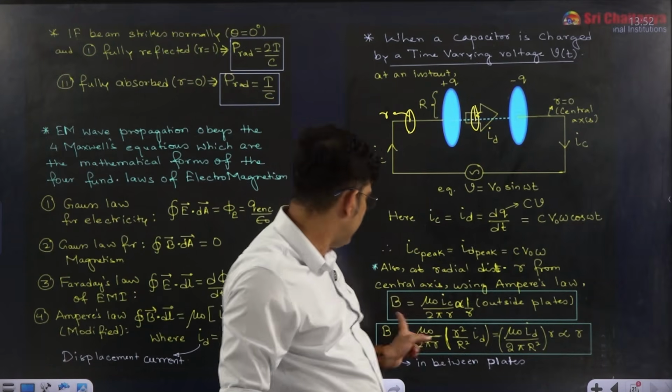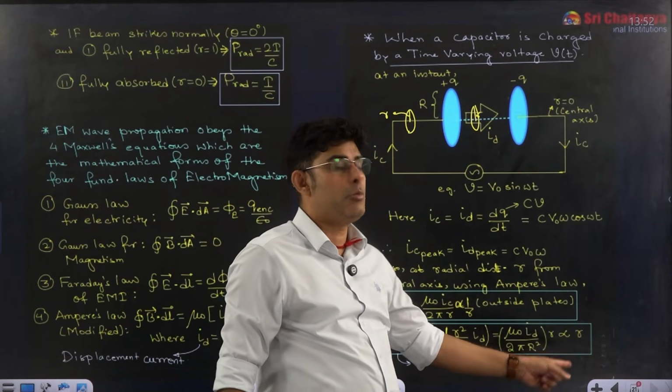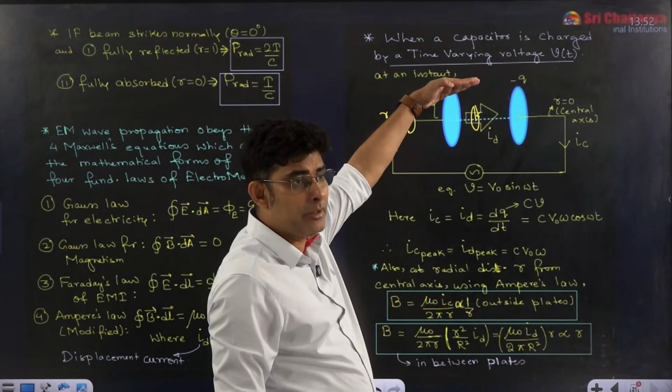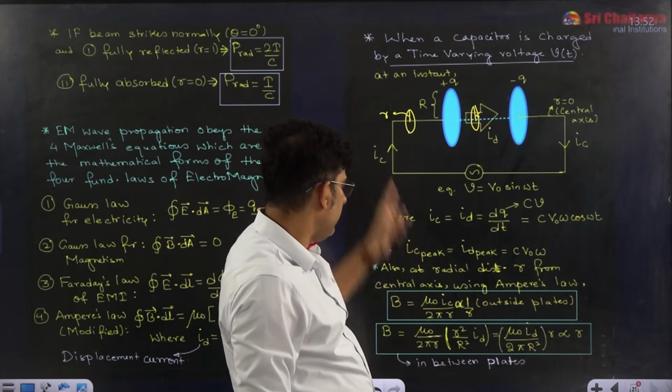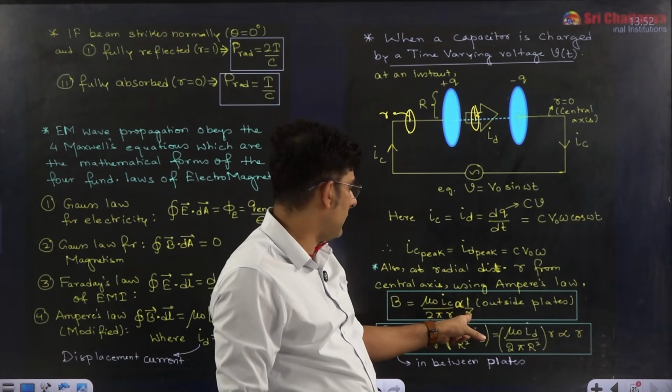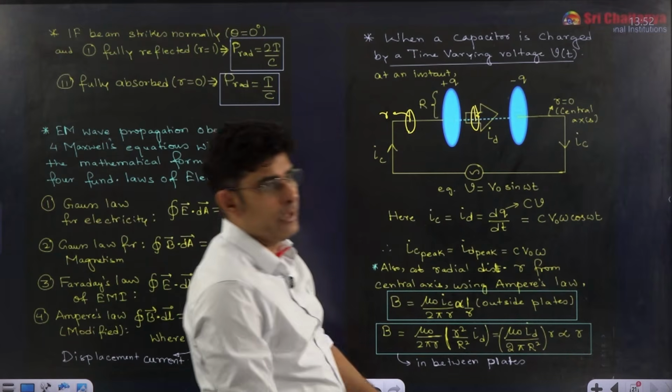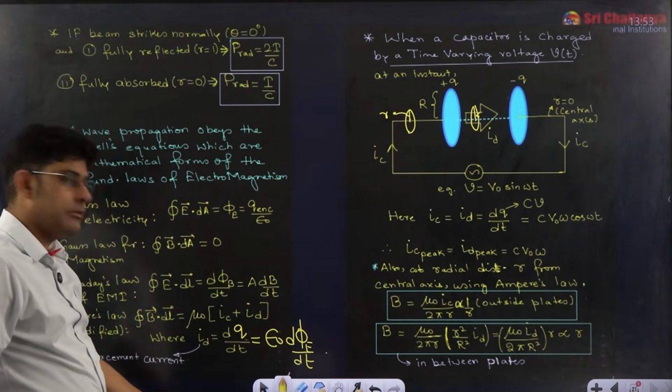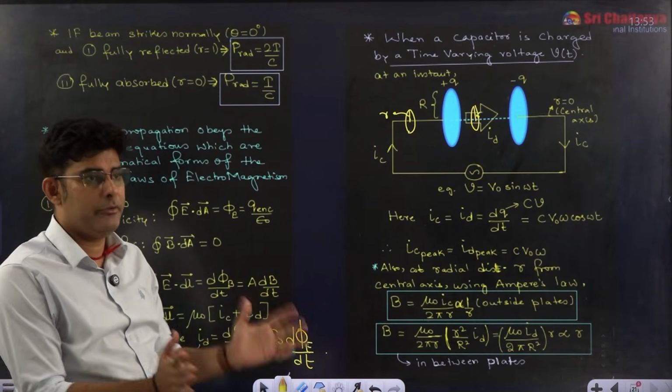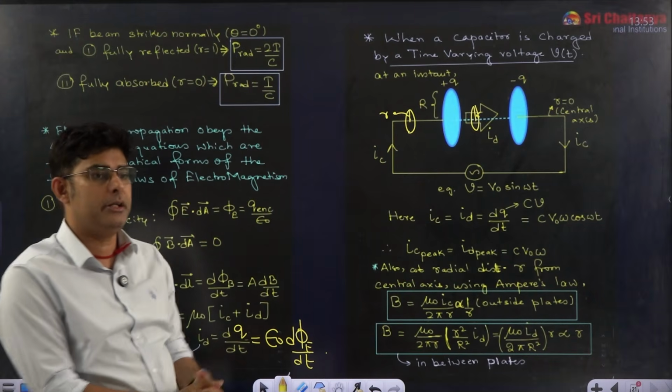So in between the plates, magnetic field is directly proportional to small r, the radial distance from the central axis, and outside it is inversely proportional to the radial distance from the central axis. So these are the important concepts of the chapter which we collectively explained today. I hope it is clear to all of you.